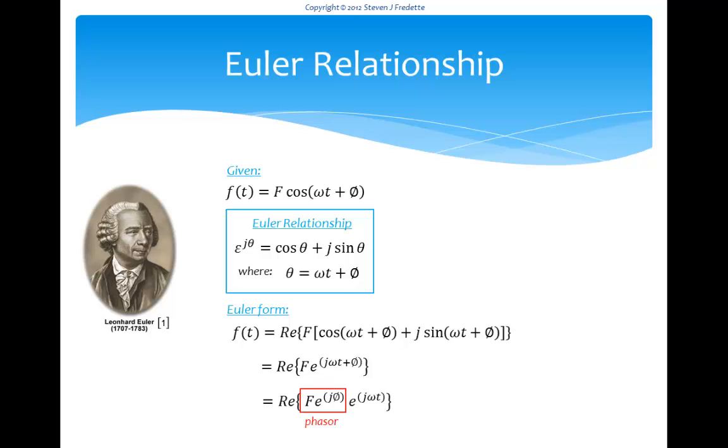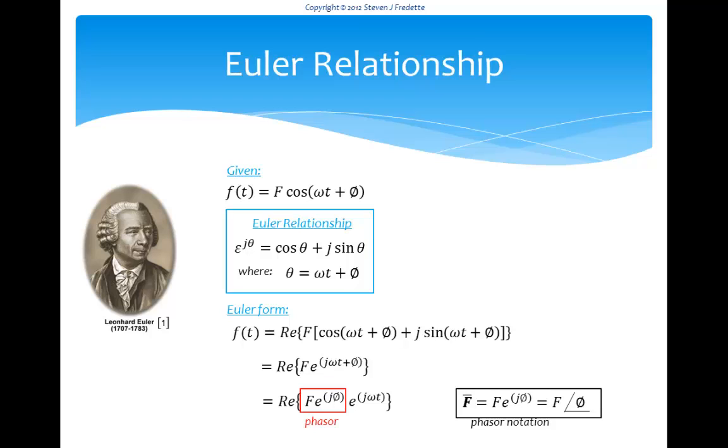And if you compare that to the function up above, what we'll see is it captures the essence of that cosine function, the magnitude and the phase. What the phasor doesn't capture is the angular rotation omega.